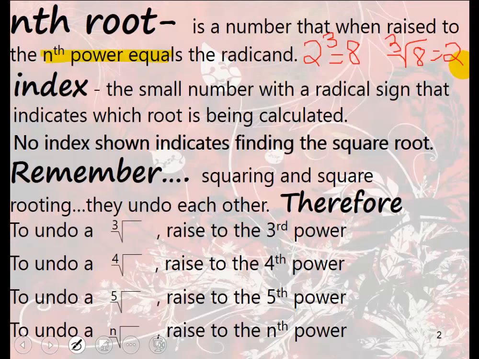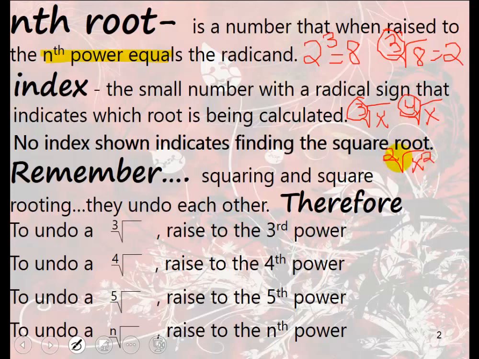This index, this number right here, that's called the index. So if I had a cube root, this would be your index. If I had a fourth root, then this would be your index. So the one that's kind of misleading a little bit is we already know that that is a square root, right? There's no 2 there, but it's understood to have a 2, okay?